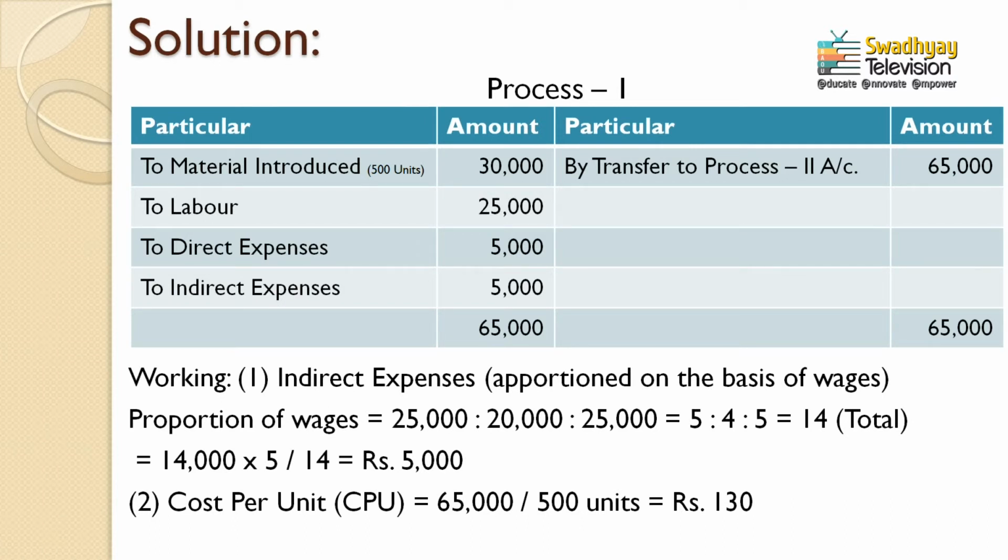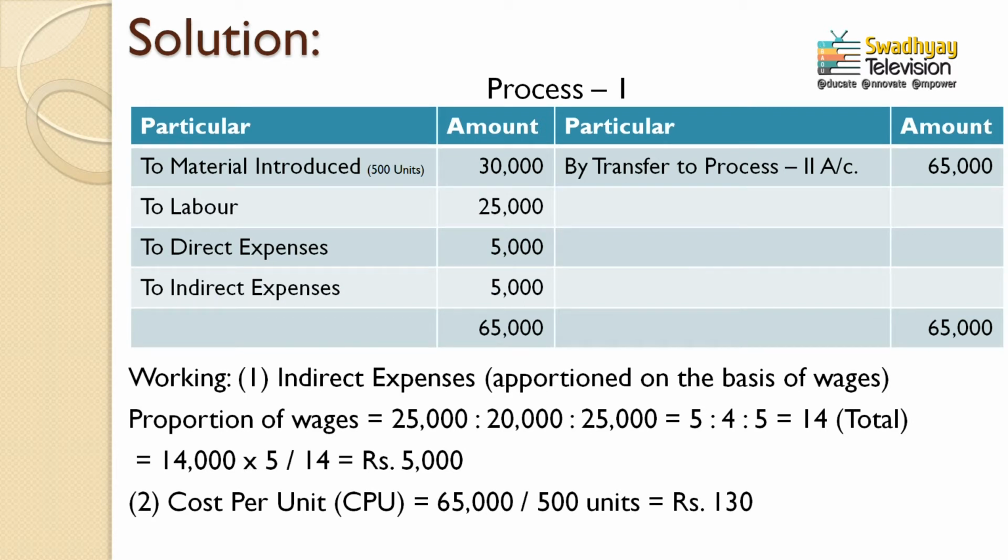In short, we don't have any income so far in the process 1 account, and the total cost actually incurred is 65,000 rupees. This total cost divided by the number of units manufactured in the respective process is your answer, the cost per unit of rupees 130.